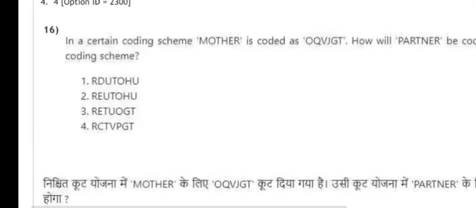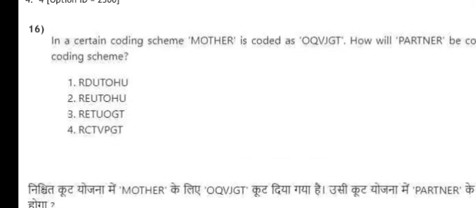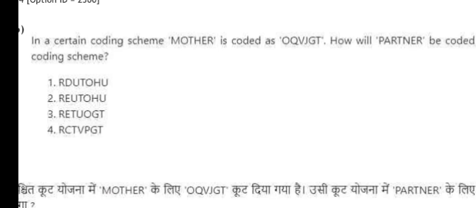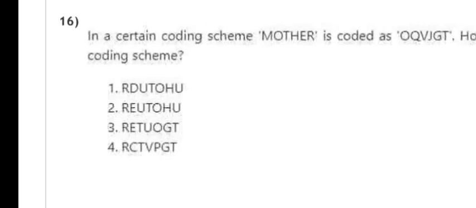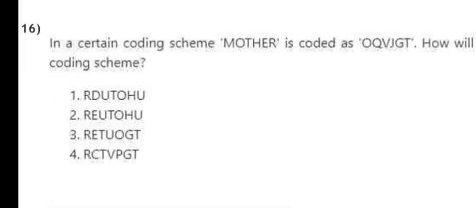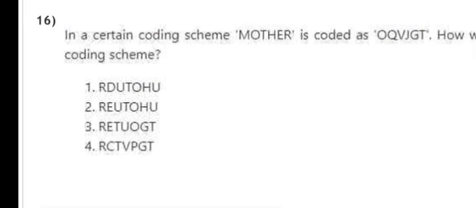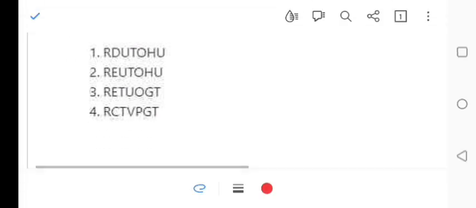Next question says, in a certain coding scheme, MOTHER is coded as OQVJGT. How will PARTNER be coded in the same coding scheme? So here you have to use a little trick, or you have to have a little bit of knowledge about reasoning, then it will be easy for you. These are the options: RDUTOHU, REUTOHU, RETUGOGT, RCTVPGT. So number 4 will be correct, RCTVPGT.